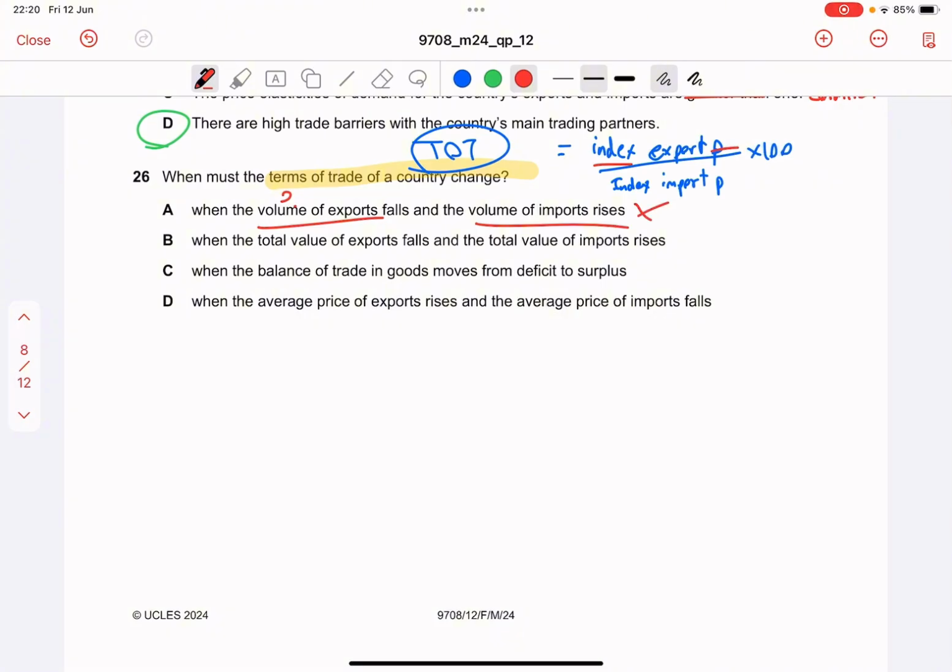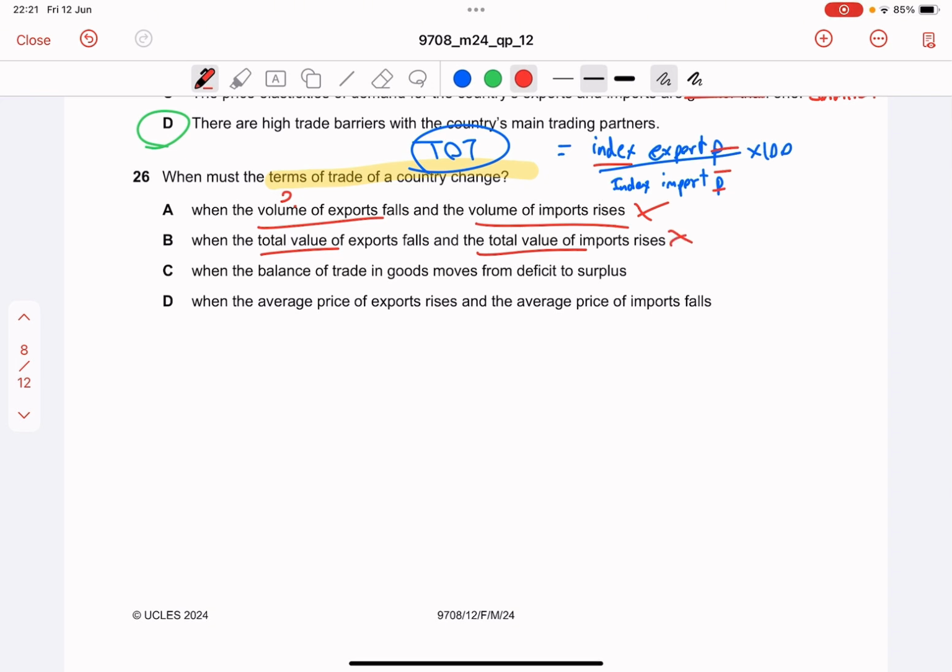Second one says when the total value of exports falls and the total value of imports rises. Now again, we're not talking about values. We're talking about prices. Price, index of import and export prices. So no, cross that off.